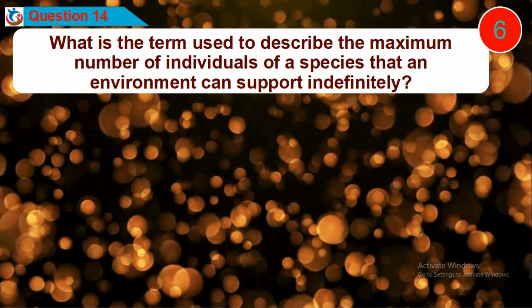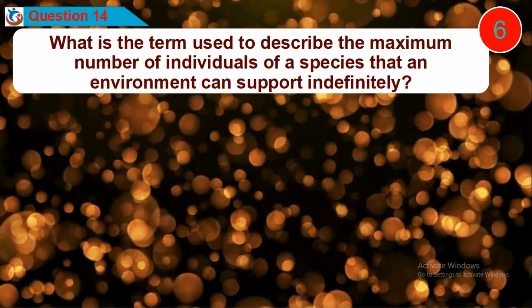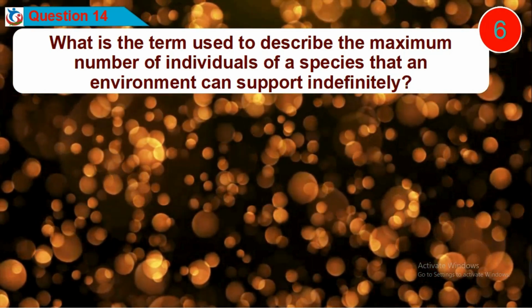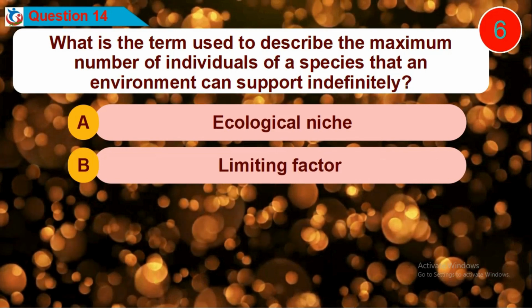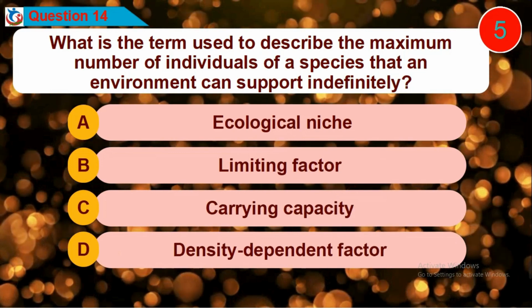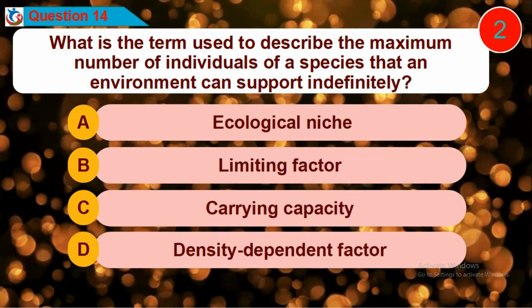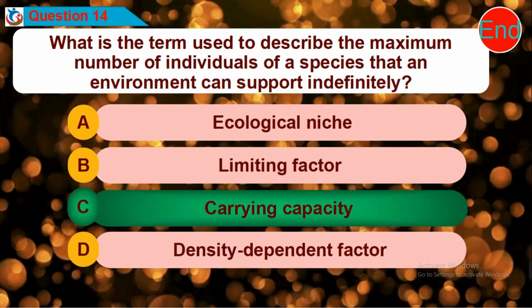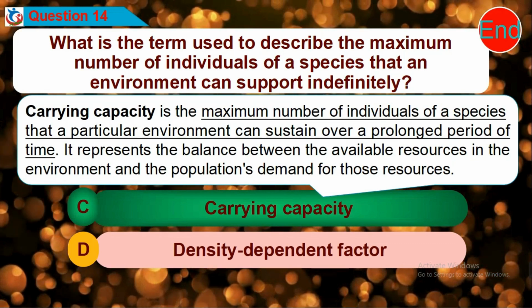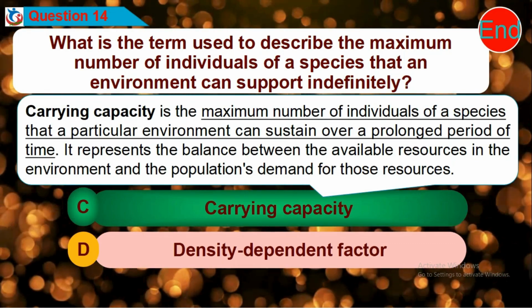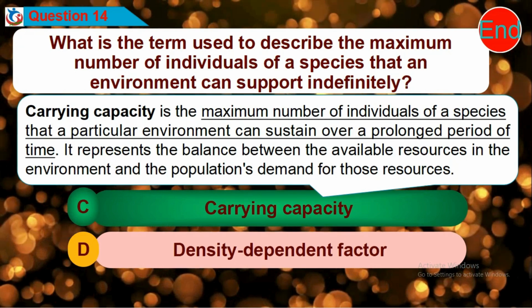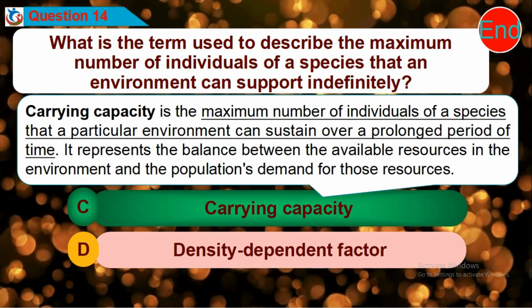Question 14. What is the term used to describe the maximum number of individuals of a species that an environment can support indefinitely? Is it option A, B, C, or D? Carrying capacity is the maximum number of individuals of a species that a particular environment can sustain over a prolonged period of time. It represents the balance between the available resources in the environment and the population's demand for those resources.